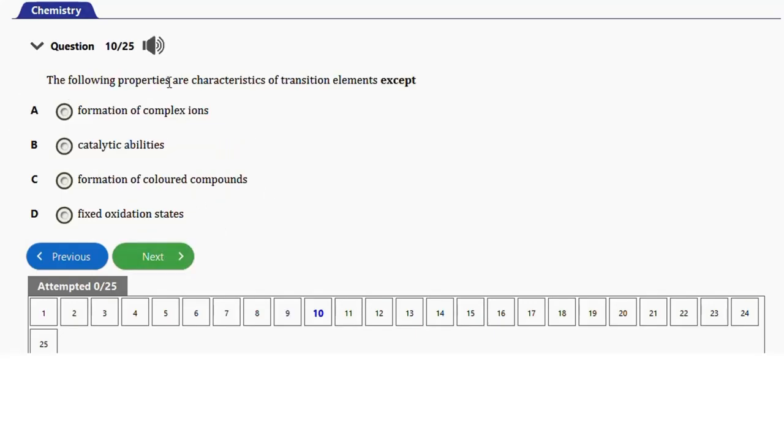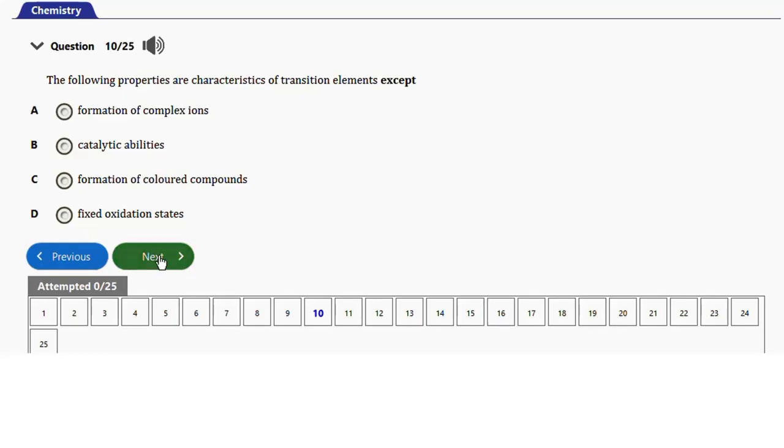It says the following properties are characteristics of transition elements except formation of complex ions, catalytic ability, formation of colored ions, fixed oxidation state. So it's option D, fixed oxidation state. Transition elements have variable oxidation states and not fixed oxidation states.